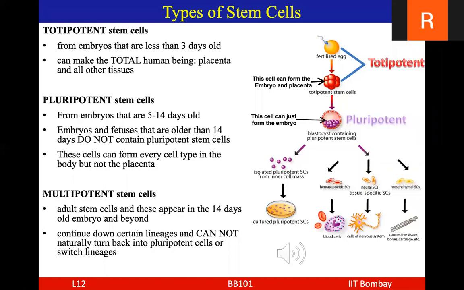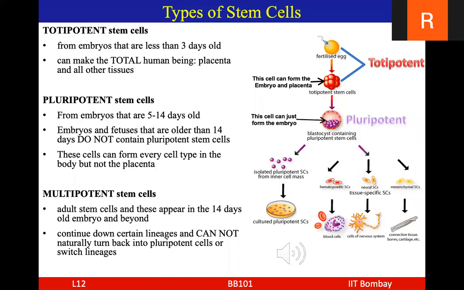So these are the adult stem cells which appear in the 14 day old embryo and beyond, and we also have them. They continue down certain lineages, but their problem is they cannot naturally turn back into pluripotent cells or switch lineages. Switching lineages means that if you take skin stem cells, they will only give rise to skin. They will not give you blood. Blood stem cells will only give rise to blood, not the liver. However, pluripotent and totipotent cells can give rise to any organ based on the microenvironment.